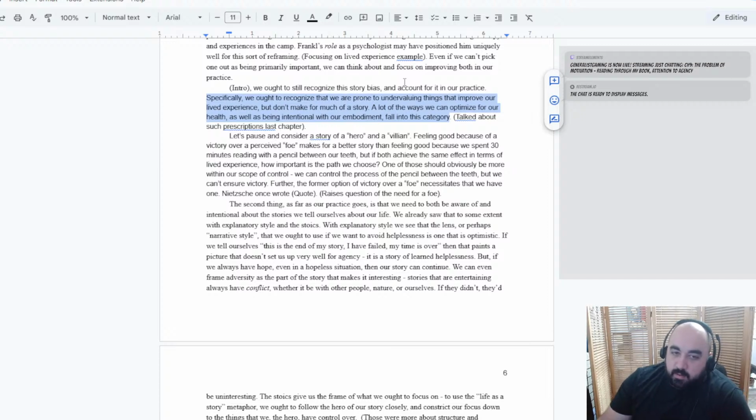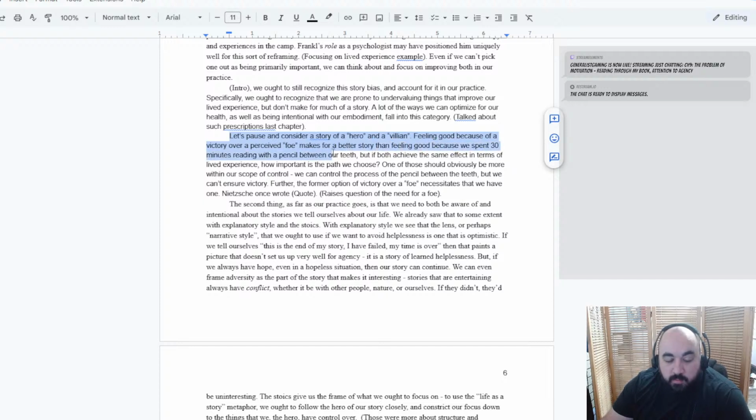But it's not sexy. Let's pause and consider a story of a hero and a villain. Feeling good because of a victory over a perceived foe makes for a better story than feeling good because we spent 30 minutes reading with a pencil between our teeth, which is one of the injunctions we suggested last chapter, which forces you to smile. But if both achieve the same effect in terms of lived experience, how important is the path we choose?